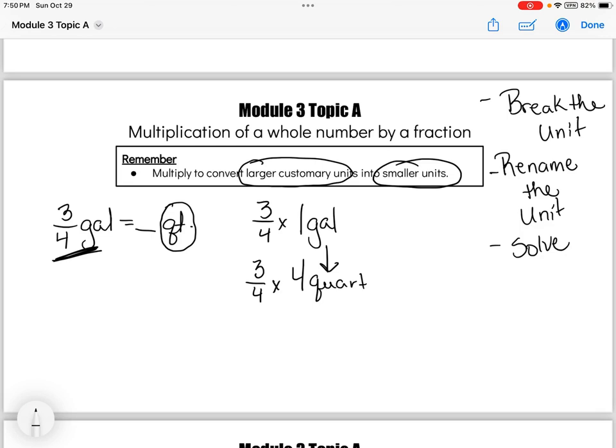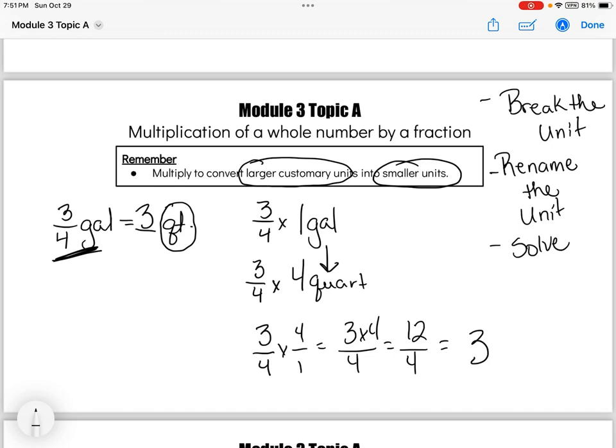And my last step is to solve. So 3/4 times 4 over 1 is 3 times 4 over 4, which is 12/4. Now we know that 12/4 is equivalent to 3 wholes. So 3/4 of a gallon is equal to 3 quarts. That's going from larger customary units to smaller customary units.